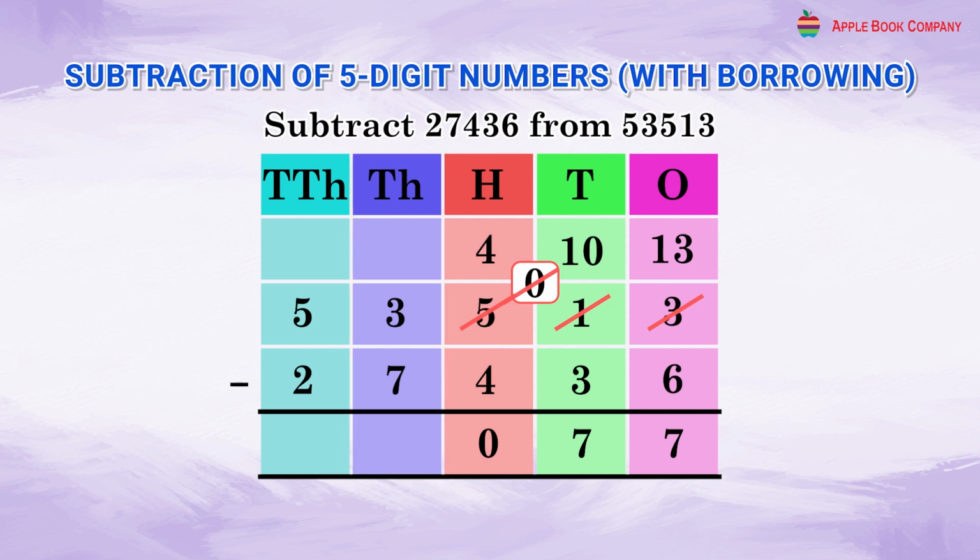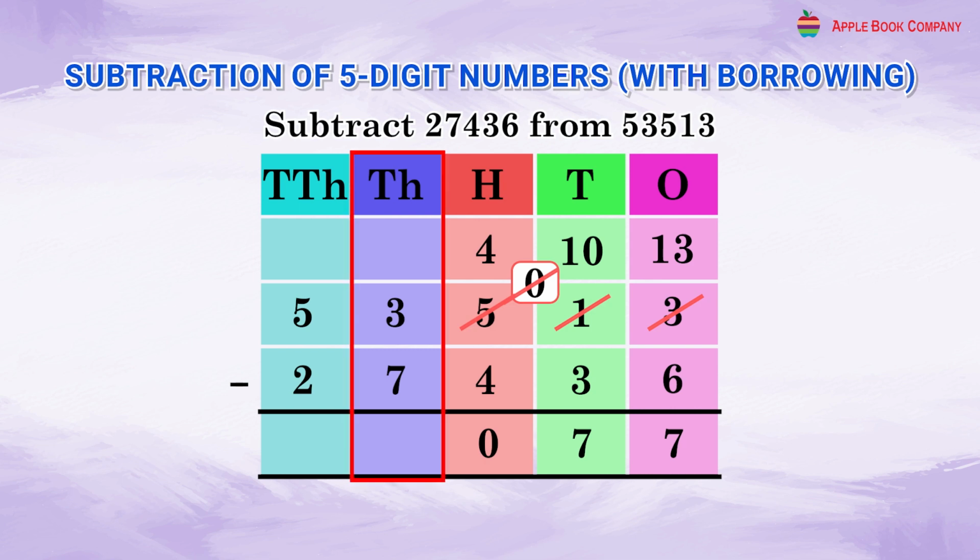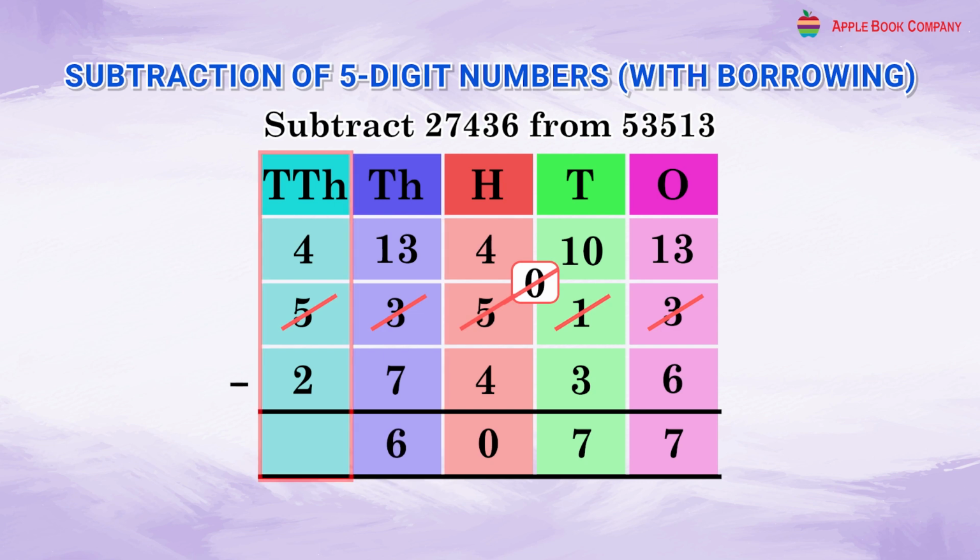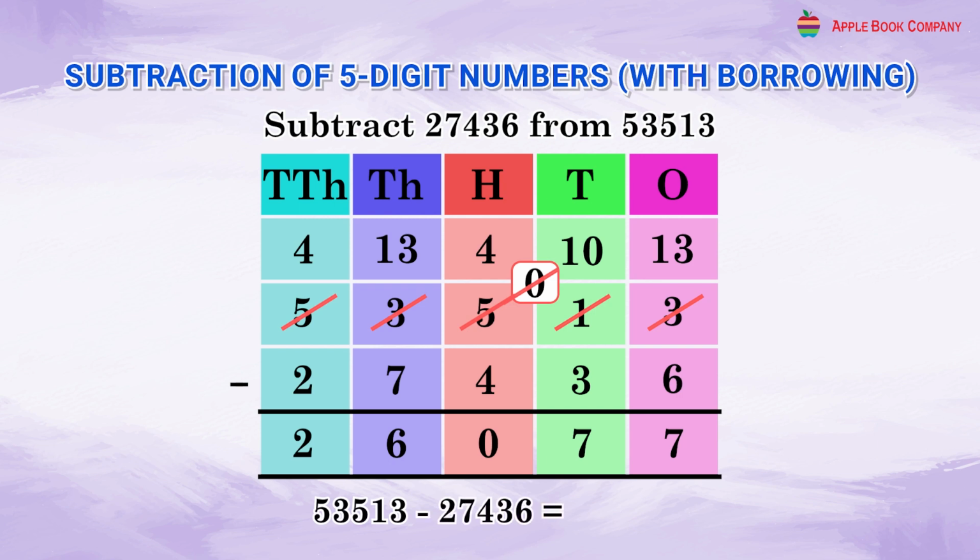On thousands, 3 minus 7. Let's borrow 1 from 10,000. 5 becomes 4 and 3 becomes 13. 13 minus 7 is 6. On 10,000s, 4 minus 2 is 2. Therefore, 53,513 minus 27,436 is 26,077.